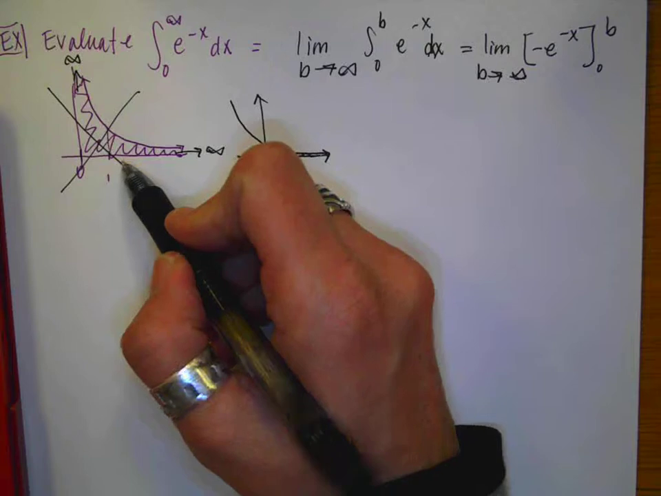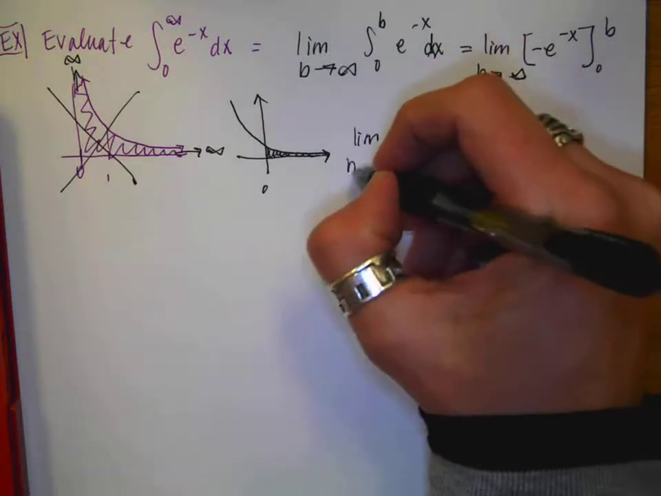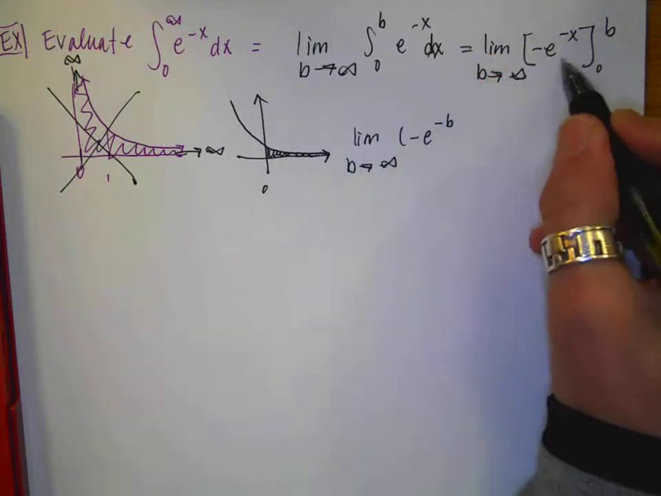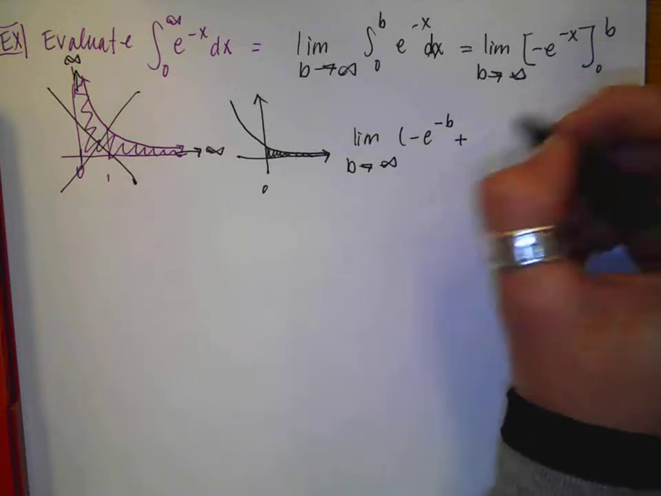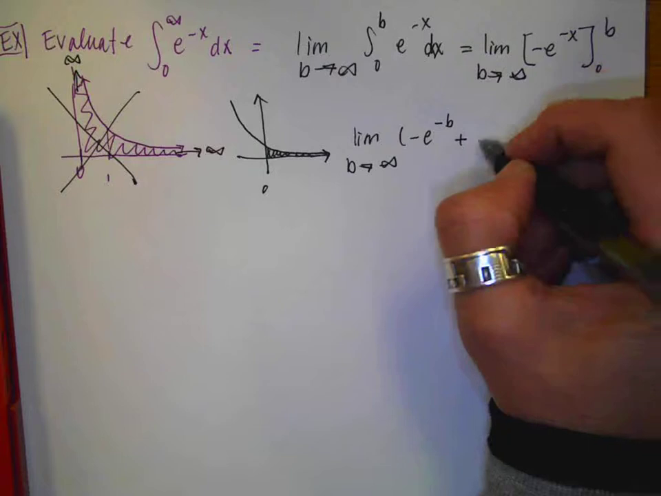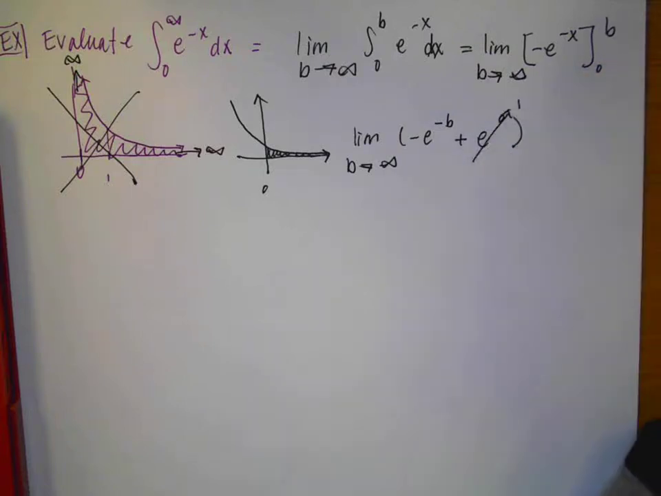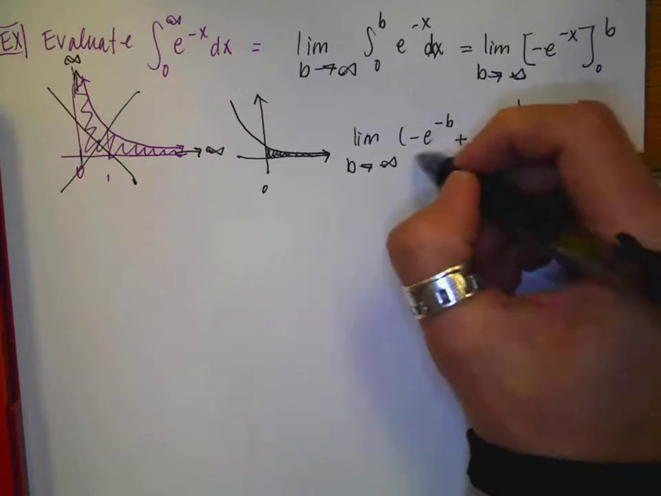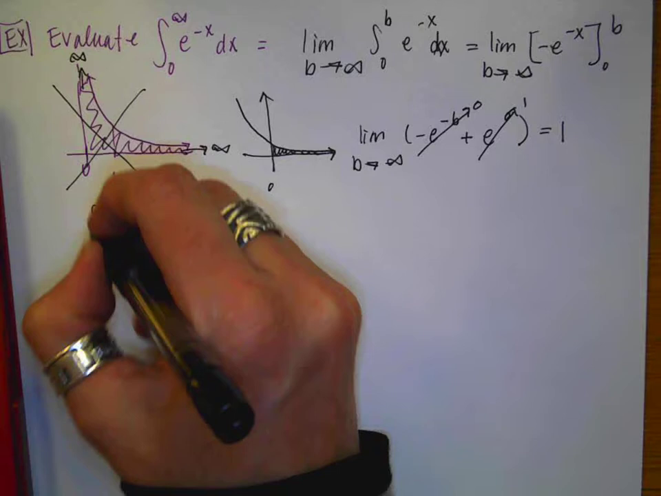So then as I do this math, we'll get to this situation in a minute. When I fix this math, I'm going to have the limit as b approaches infinity of a negative e to the negative b, because I'm evaluating my result, plus, because a negative and a negative, e to the 0, right? Well, this guy is going to go to 1, and my negative e to the negative b is going to go to 0, so then the limit is 1.